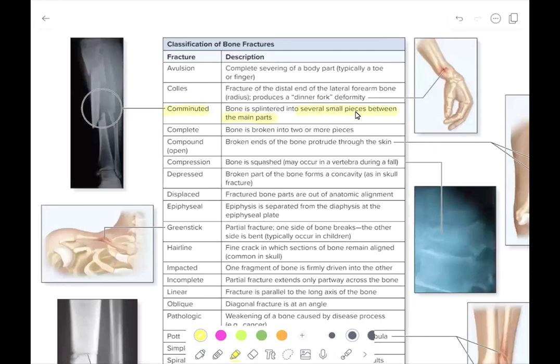There could be a complete fracture, a generalized fracture, where the bone is completely broken into two or more pieces, as well as a compound fracture, where the broken bone ends actually protrude through the skin. A depressed fracture could be one that could be found in the skull, where it produces a bone concavity.